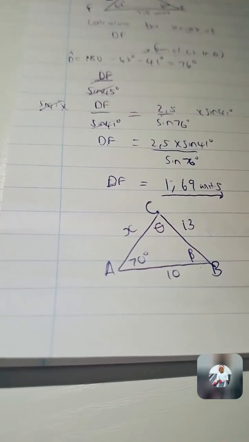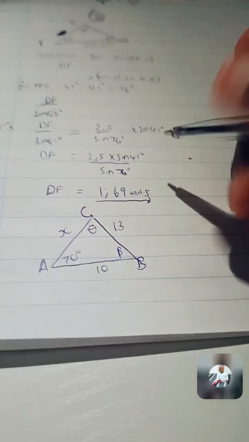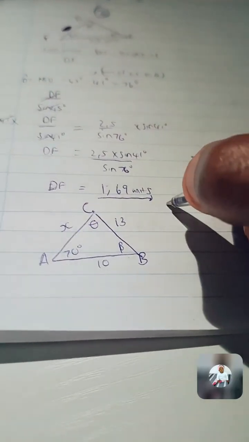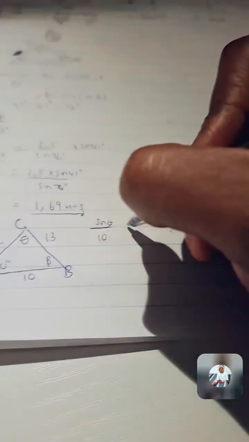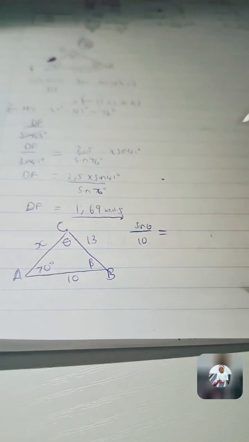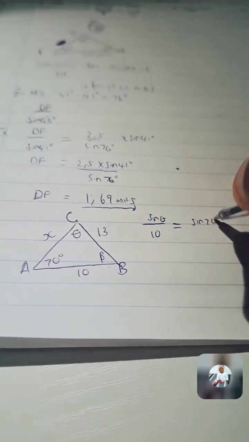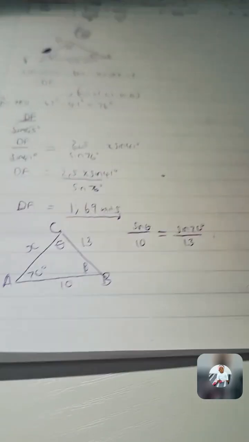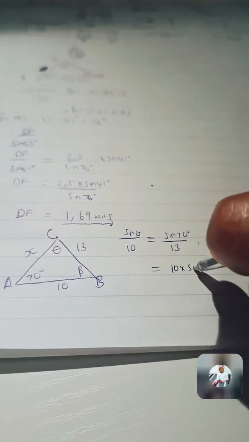If we use the sine rule, what are we going to do? Sine theta over 10 is equal to sine 70 over 13. Exactly. And then I think we'll cross multiply. You see, you are getting it. You cross multiply.